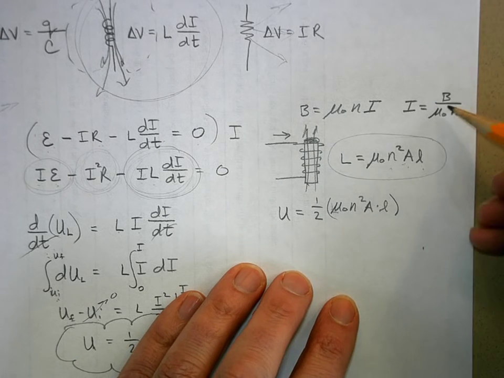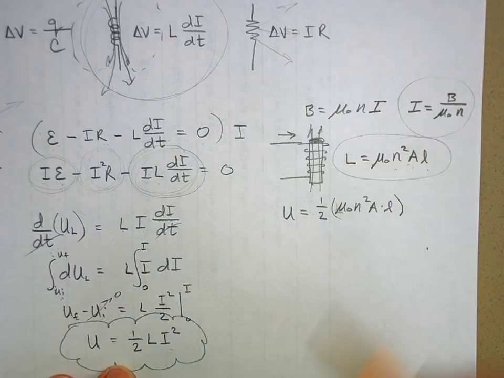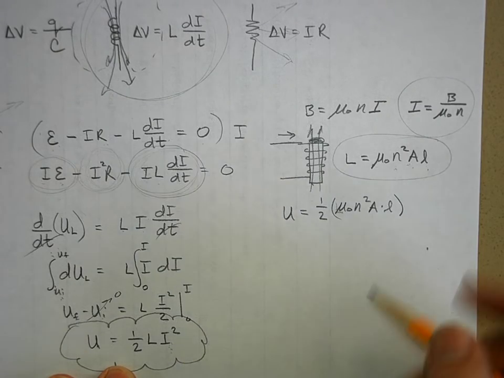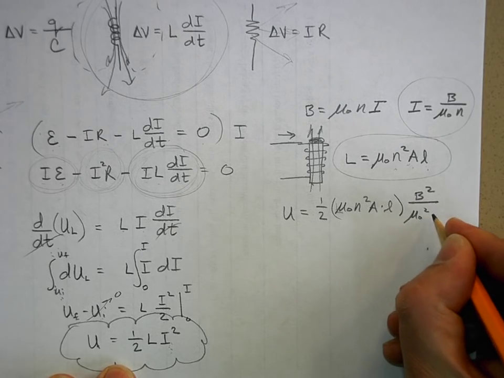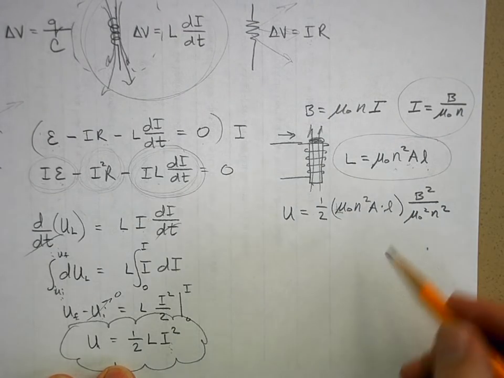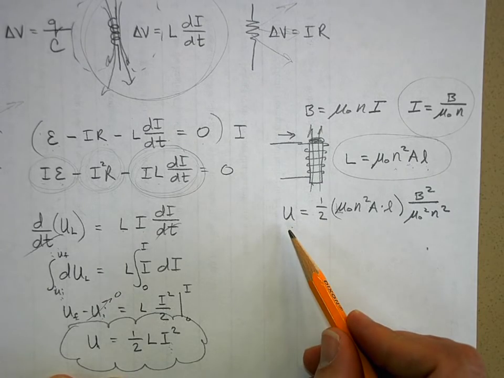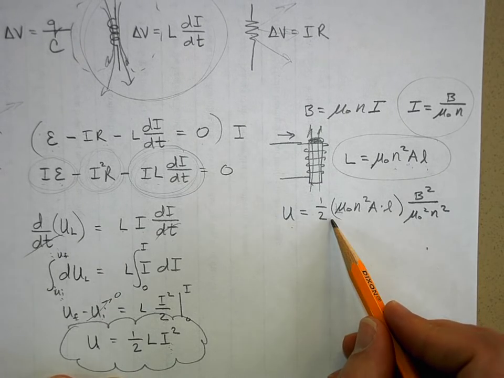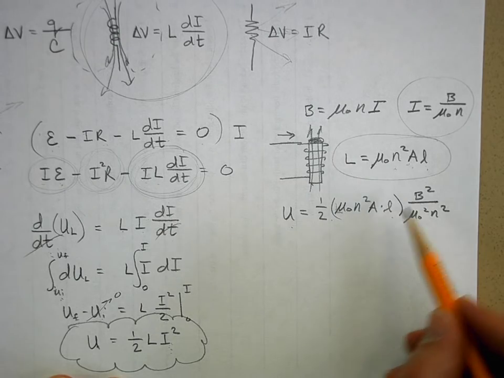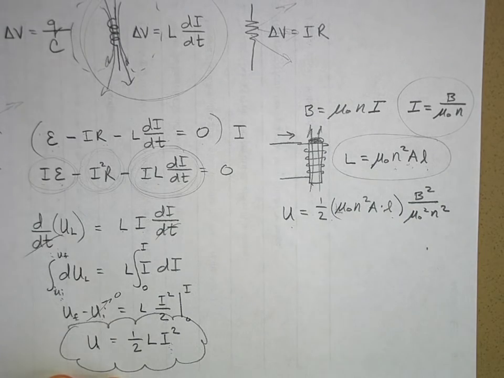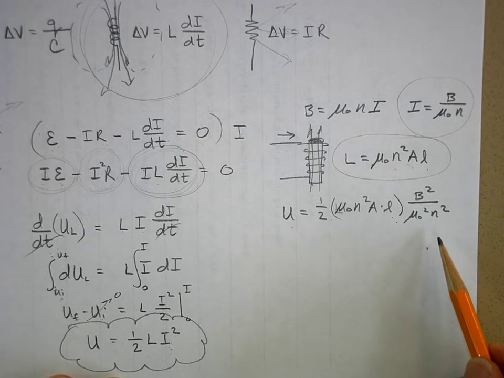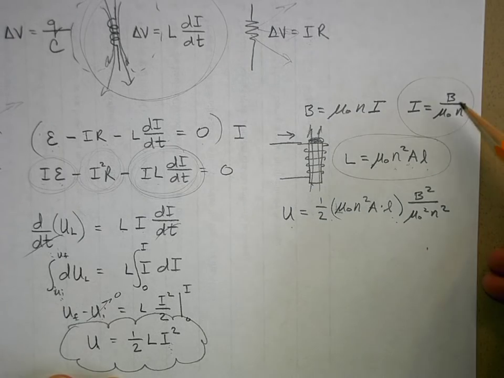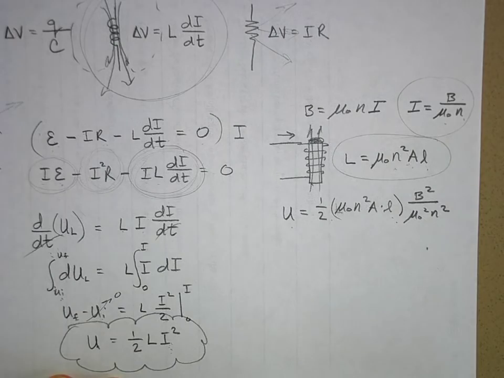And now I'm going to substitute this into this equation here, and so this is going to be B squared over mu naught squared N squared. So this is the equation for the energy of an inductor, 1/2 L i squared. But we're doing it specifically for a solenoid. So we substituted for the inductance of the solenoid, and we substituted for the current in the solenoid in terms of the magnetic field, mu naught, and the number of turns per unit length.